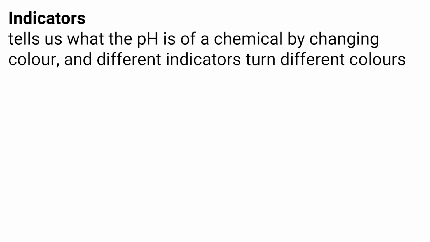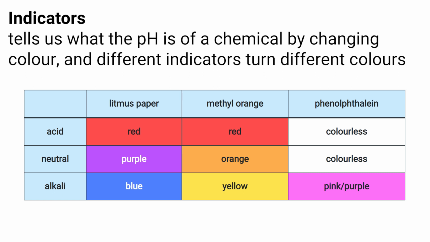In chemistry, we don't often use universal indicator when we do chemical reactions, as universal indicator isn't very accurate as there are too many colours on its colour scale. We prefer to use indicators like litmus paper, methyl orange, or phenolphthalein. When we add these indicators to a solution of an acid, a neutral solution, or an alkaline solution, we get different colours, as can be shown in the table on the screen now.